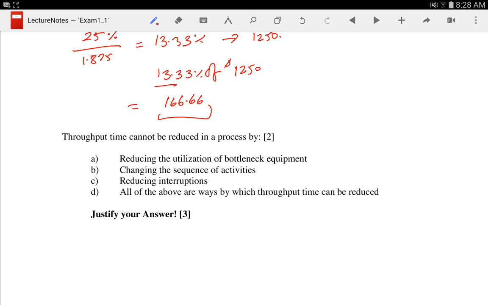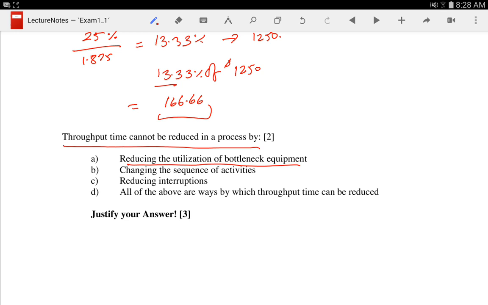This question is a lot easier than you think. I expected most people to get this right, but there are quite a few errors. The question asks, throughput time, the time it takes from you to enter the system and to come out of the system, cannot be reduced. Let's see. Reducing the utilization of the bottleneck. Well, that should help, because if you reduce the utilization at the bottleneck, the products will flow faster.